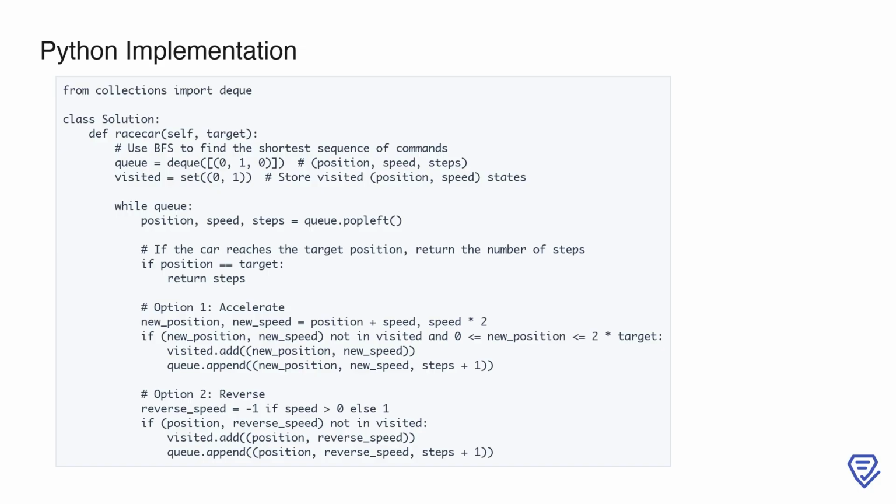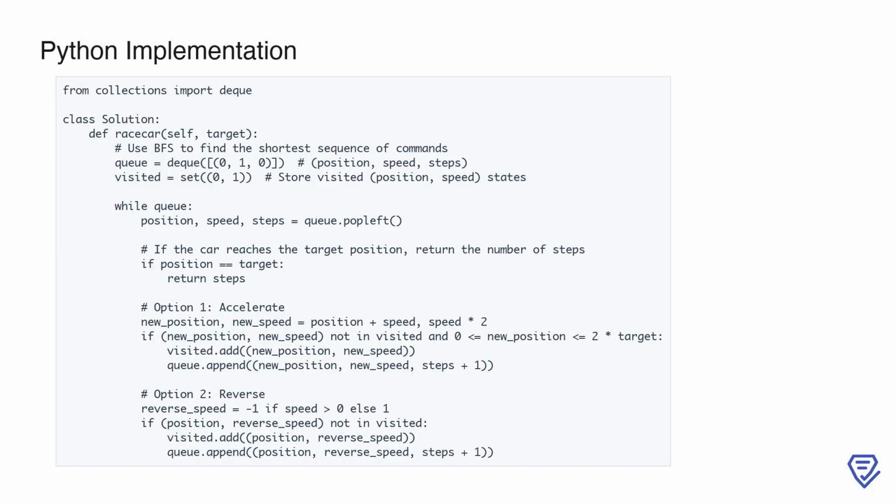3. Accelerate command. The car's position and speed are updated using the command: new_position equals position plus speed, and new_speed equals speed times 2. If the new state (new_position, new_speed) is valid and hasn't been visited, it is added to the queue and marked as visited. The position check ensures we don't explore states too far from the target, up to 2 times the target, for efficiency.